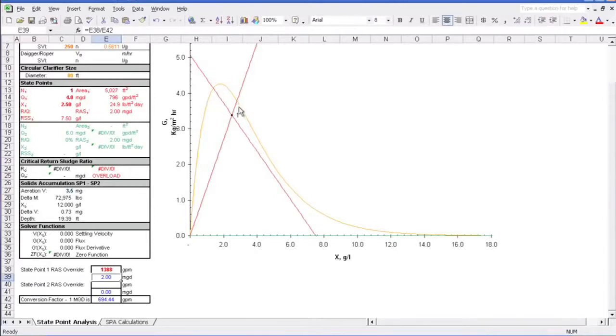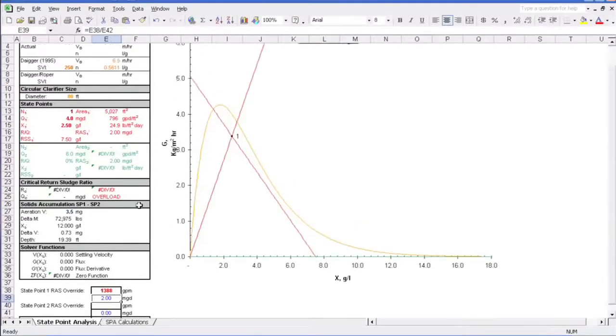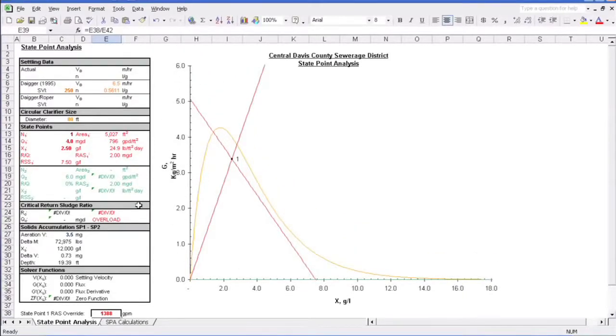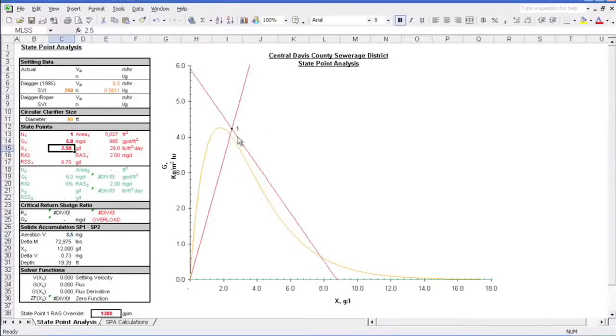Yep. As we discussed, increasing the RAS flow results in a steeper underflow rate line, and we're back in good shape. Good job, crisis averted. But what would happen if flows continued to rise? Let's say to 5 mgd. Well, in that case, we'd be failing in clarification as well as in thickening. Also, as mentioned, we've already maxed out our RAS pumps, so we can't pump any more out of the clarifier.